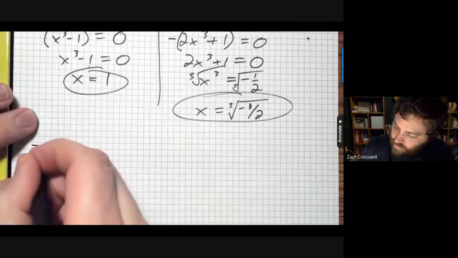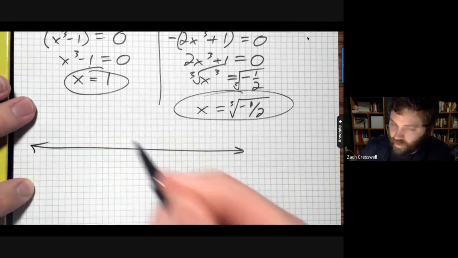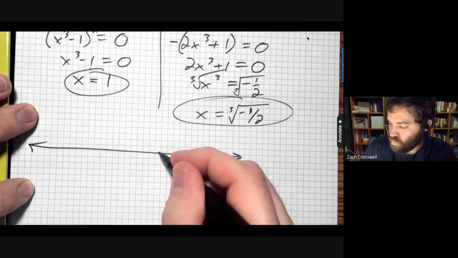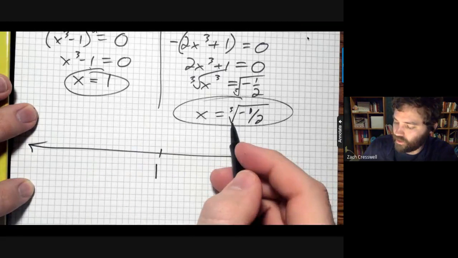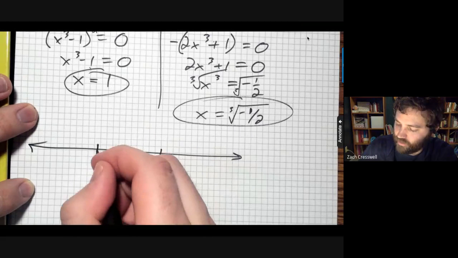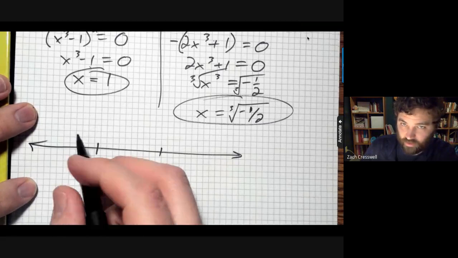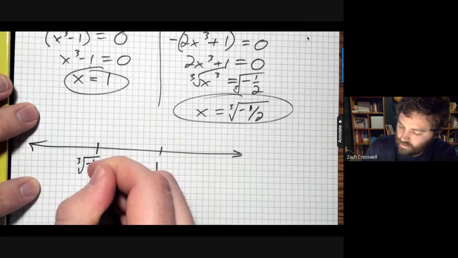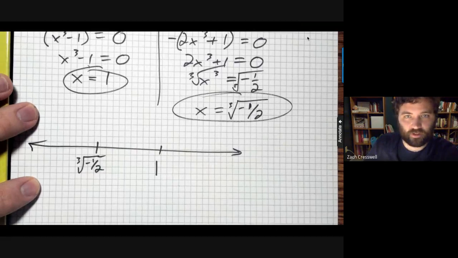Okay, so then let's finish out the first derivative analysis here. That number line is probably too big. So we got our two critical points, which is x equals 1 and cube root of negative 1/2. I don't know exactly where that is. It's to the left of 1. It's to the left of 0 as well. So we'll call it right there.